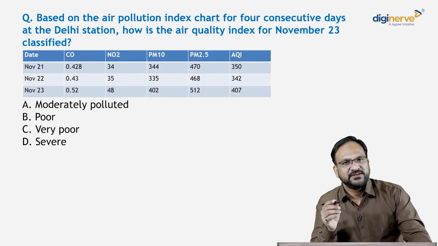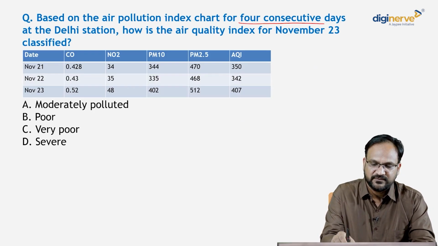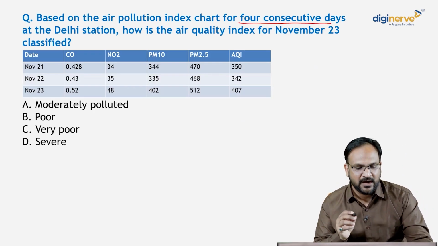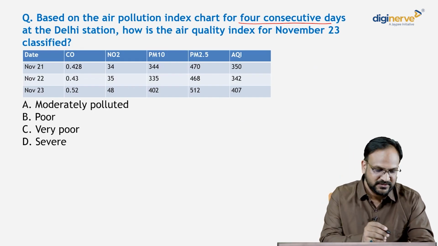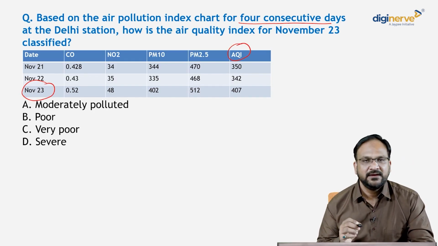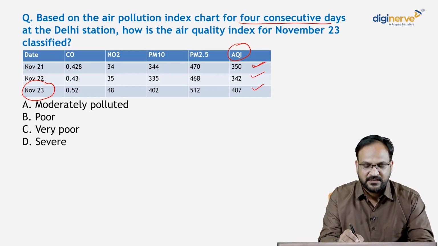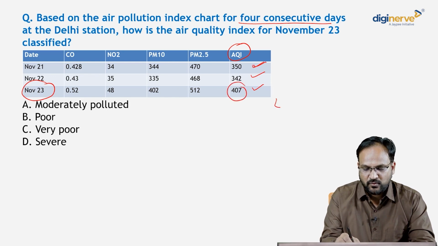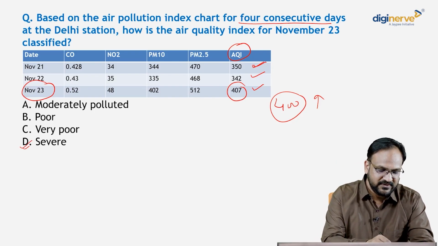Next one is, based on the air pollution index chart for 4 consecutive days at the Delhi station, how is the air quality index for November 23 classified? So here is the data of air quality index, AQI, on November 23. The AQI values are 350, 342 and 207. When AQI is more than 400, it is considered the severe pollution category. So the answer will be D.